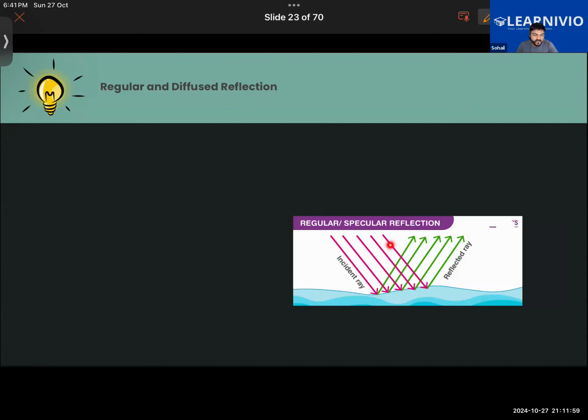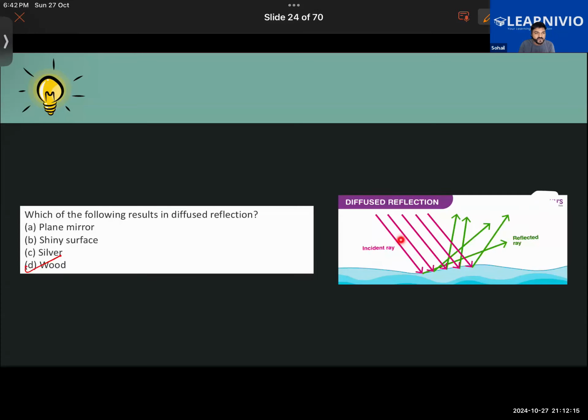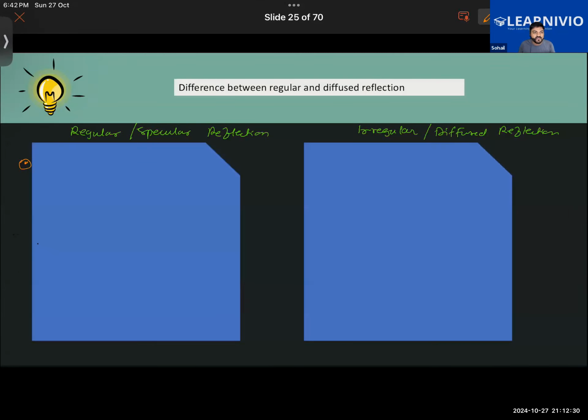Let me repeat this point again. First difference I told you: in the case of a regular or specular reflection, the rays of light fall parallelly and they get reflected back parallelly. But for the diffuse or irregular reflection, the rays of light fall parallelly, but they get reflected back into random directions. They get reflected back into all directions. So that was the first point I told you. That's why I say listen to everything very carefully, whatever I say in the class. Okay, Chakrika, Gauri, everyone.